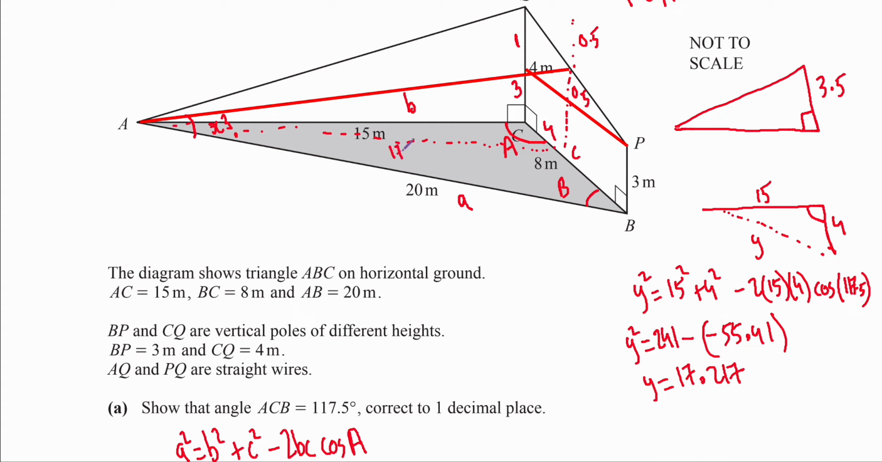So that's 17.217, and that length is this length right here that we needed, 17.217. And what are we finding? We're finding this angle right here, which we called x.